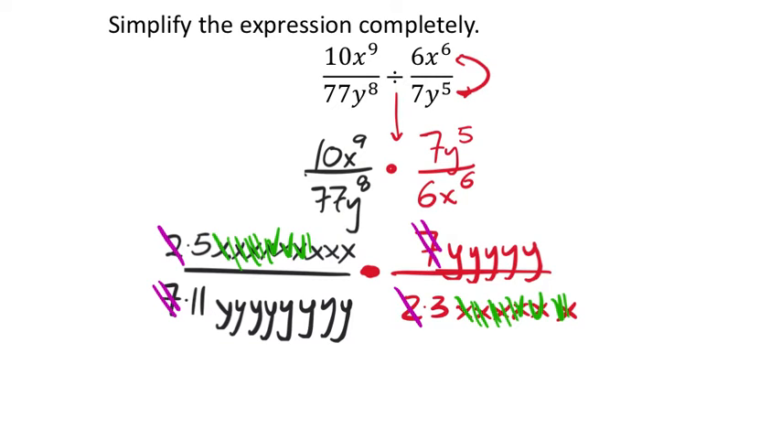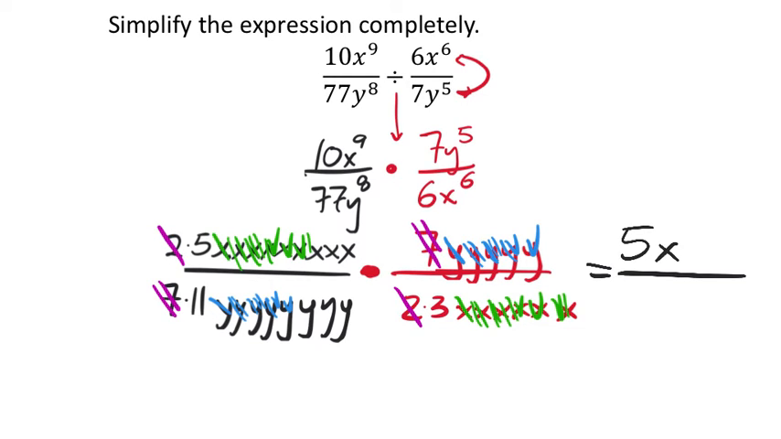But I'm going to do the same thing with the y's. So this y, and then this one, and this one, and then this one, and this one, and then this 4th one, and then the 5th one. Okay, so I got 3 y's left over in the denominator. Now I'm going to write a new fraction here with just whatever's left over. In the numerator, I've got a 5, and then I've got 3 x's.